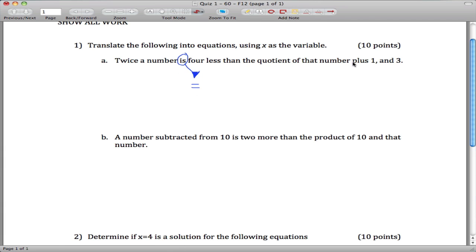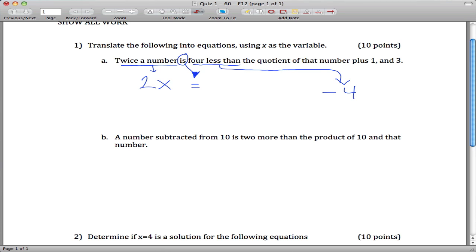So something equals something. On the left-hand side of this equal sign, we have twice a number, which means 2 times a number that we don't know, which is our variable, so x. So we'll say 2x, twice a number, is 4 less than. That one's a little bit tricky. 4 less than means we have something and we want to take away 4 from it. English doesn't all go in order. This 4 less than means we're going to do minus 4 at the end here. Quotient means division.